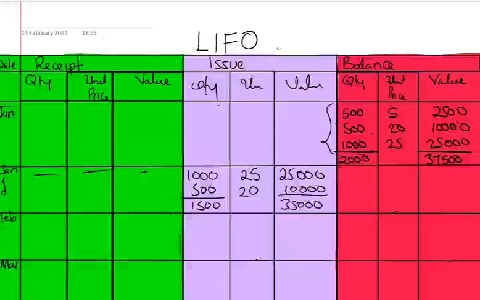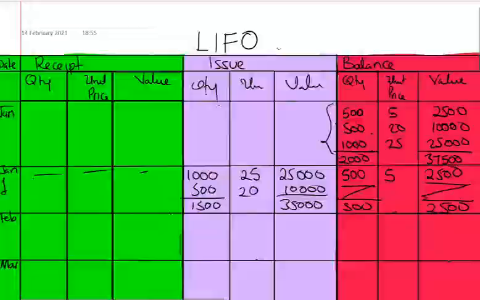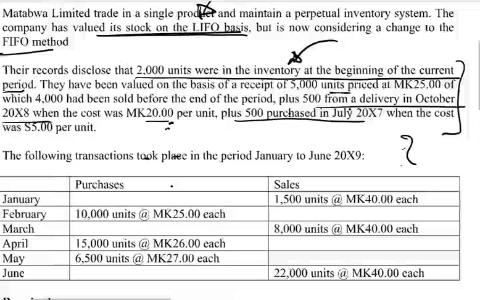Meaning, what's remaining in our inventory is only the 500, which was purchased at 5, which together is 2,500. So the closing balance is 500 units, and the value of the balance is 2,500. That's in January. Let's go to the second transaction.